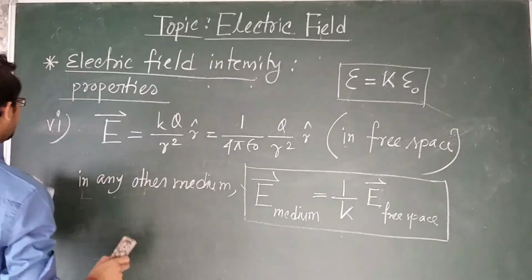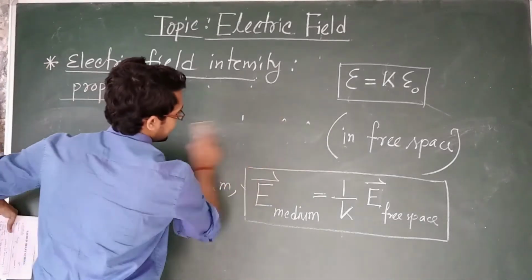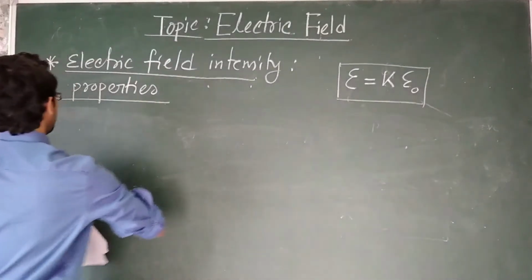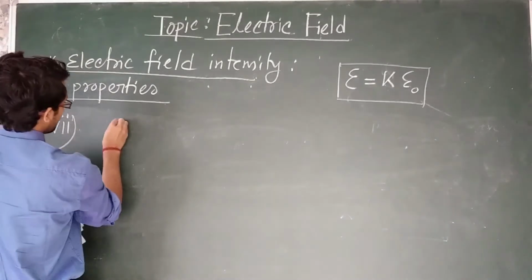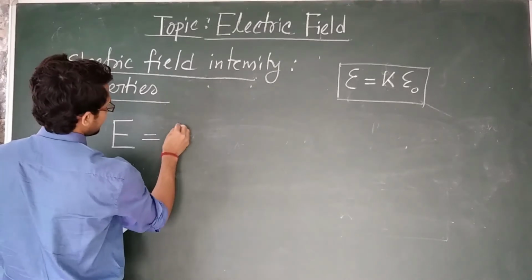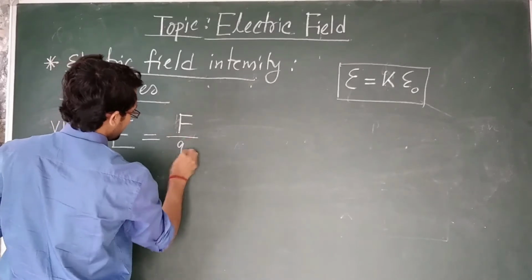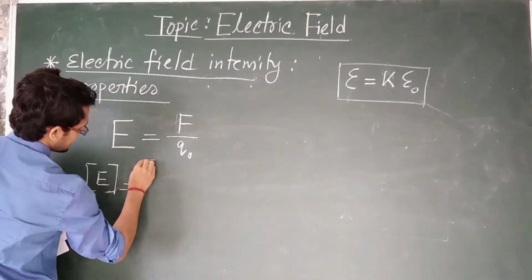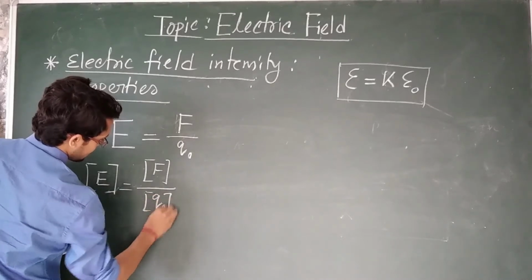Now we will find the dimension of electric field. Point number 7, dimension, that we will derive now. Dimension of electric field. So write the formula. Only write the formula, do not give the vector sign. E is equal to F by Q0. So dimension of E is dimension of F by dimension of Q0.